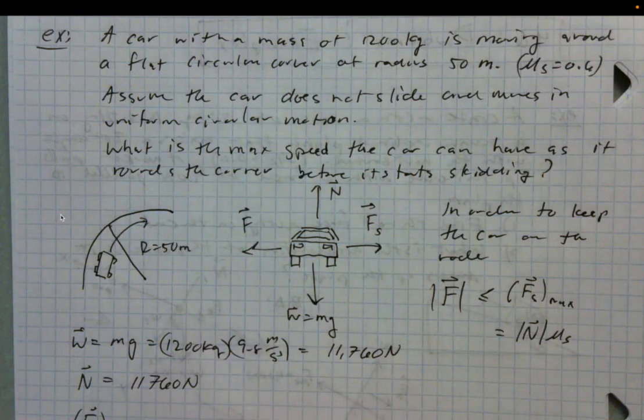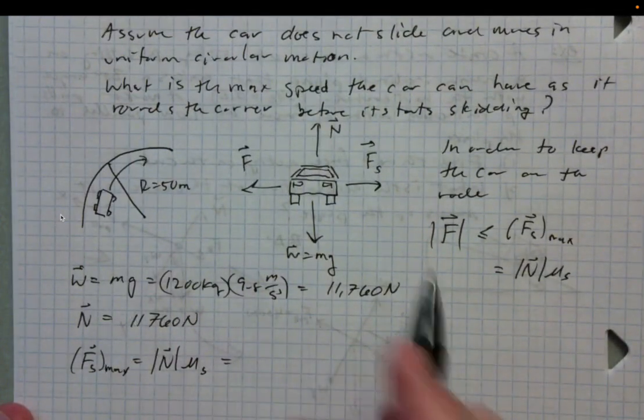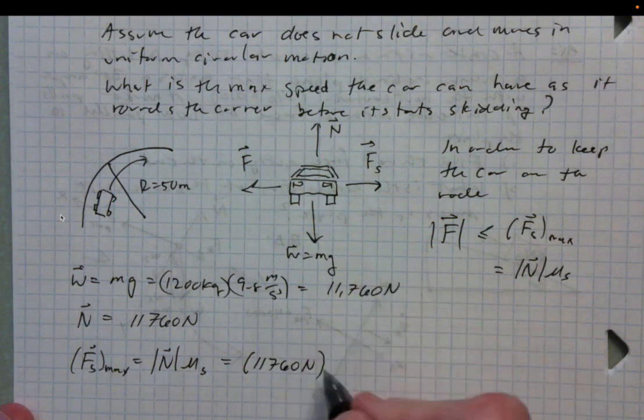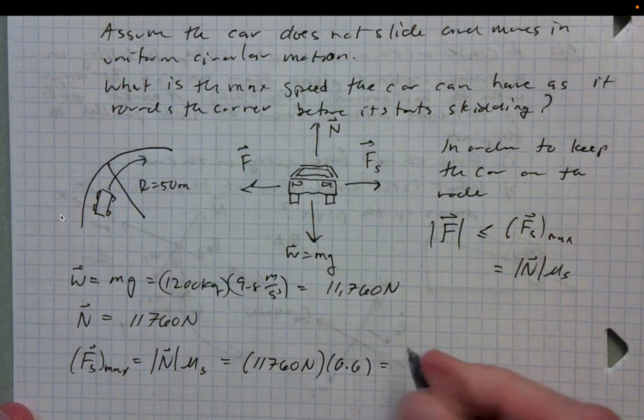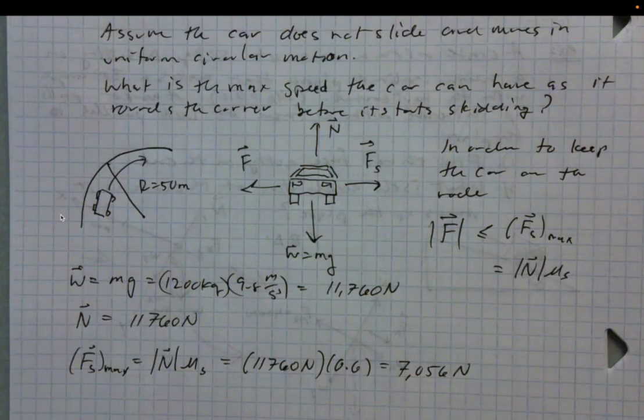Well, it's going to be equal to this normal force times mu sub s, so 11,760 newtons times 0.6. So about 7,056 newtons. Right, so once the force pushing the car off the road exceeds this value, then the car will start to slide off the road. Okay.